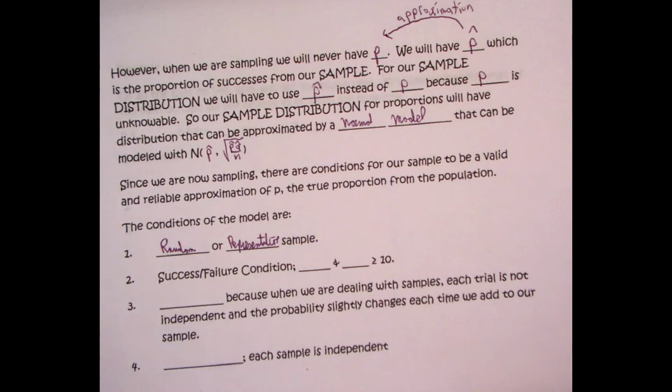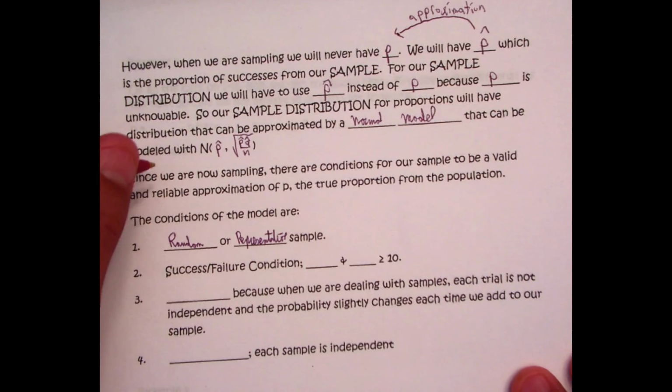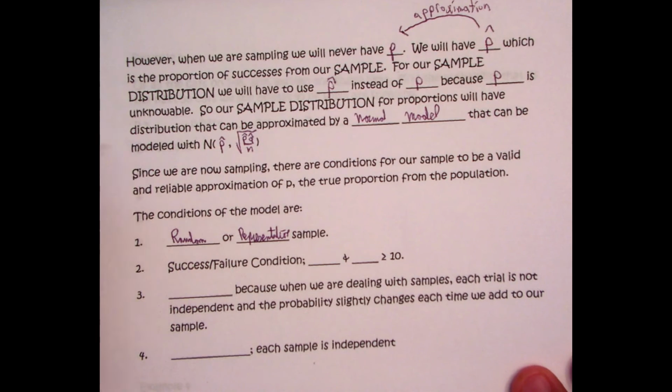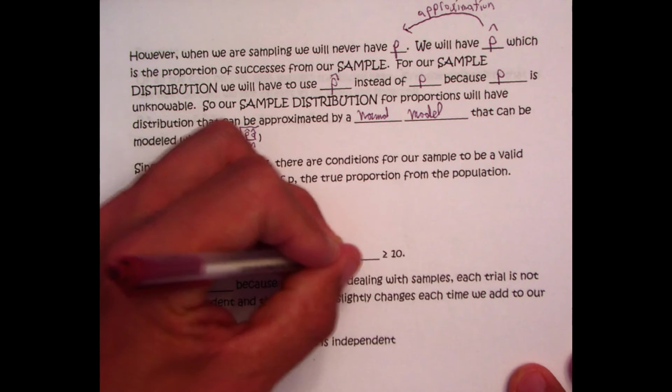Okay. The second thing is our success-failure condition. And that is that we said np and nq must both be at least 10, but we don't know p and q, right? So you've got to use p hat and q hat.